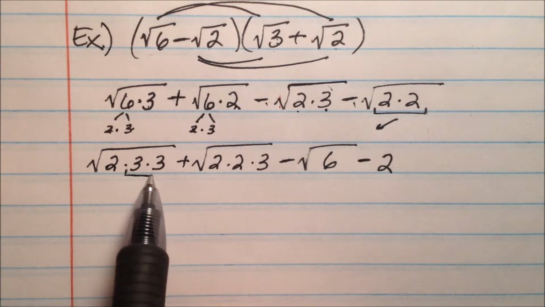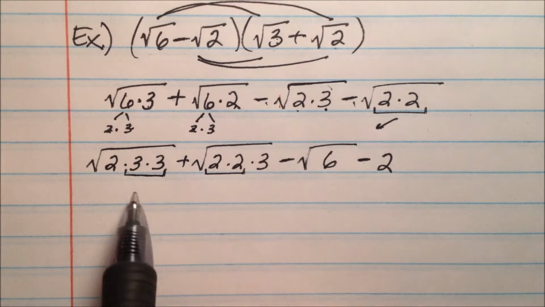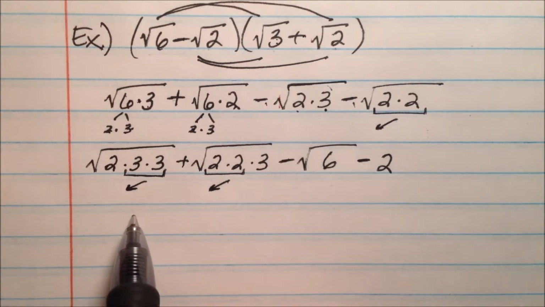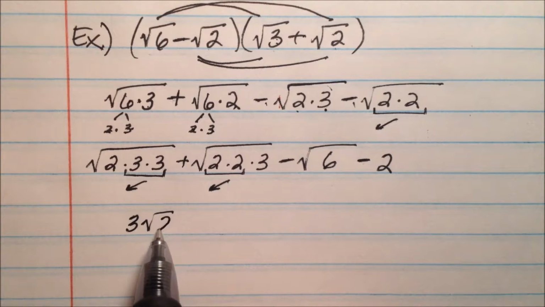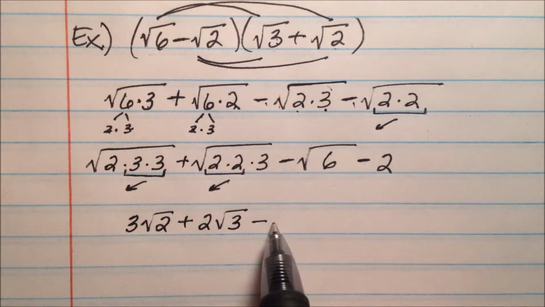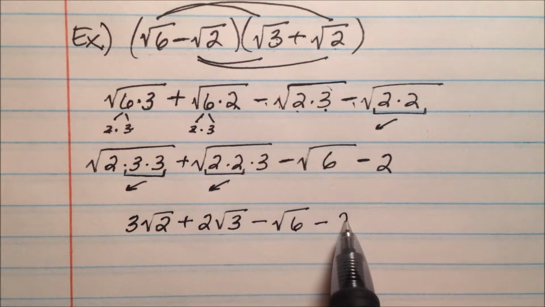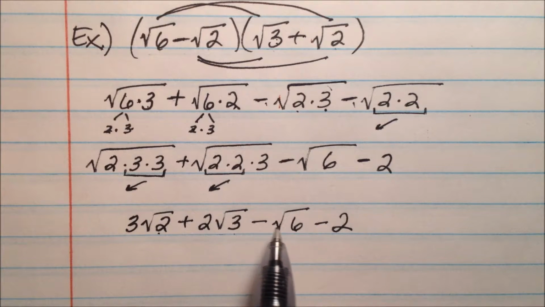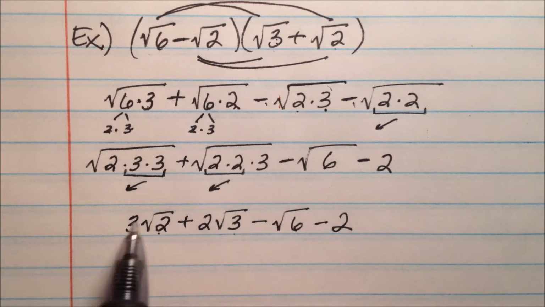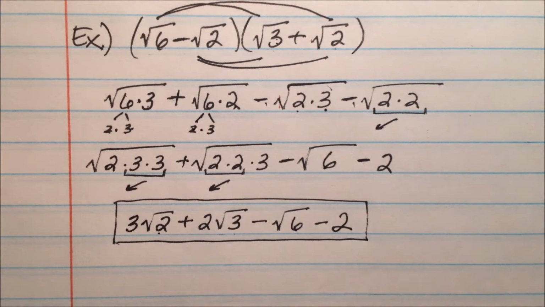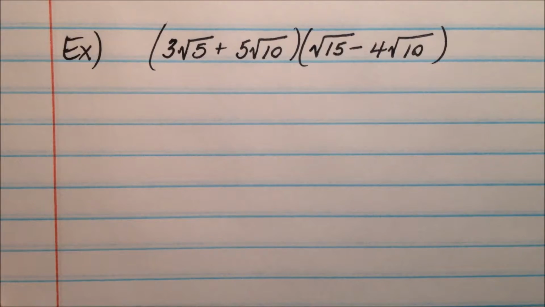Okay, so let's look back here. We have a pair of 3's in this one, a pair of 2's in this one. So it looks like this is going to become 3 radical 2 plus 2 radical 3 minus radical 6 minus 2. And none of these now are like terms because this is a radical 2, this is a radical 3, this is a radical 6, and this is an integer. So no like terms in this one, so it just comes out to be 4 terms.